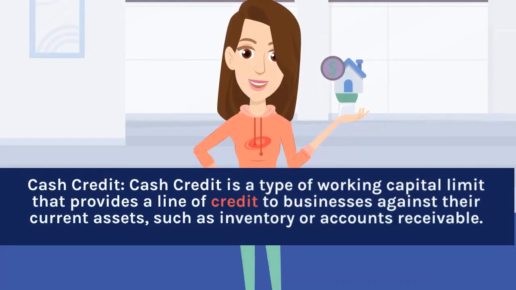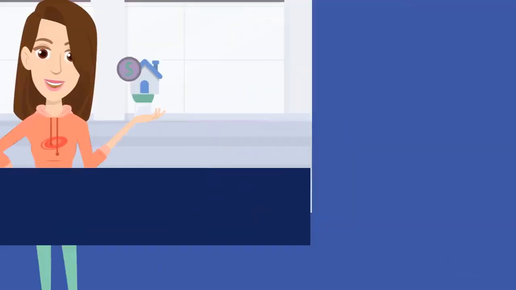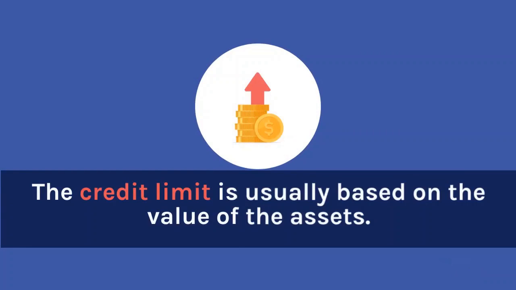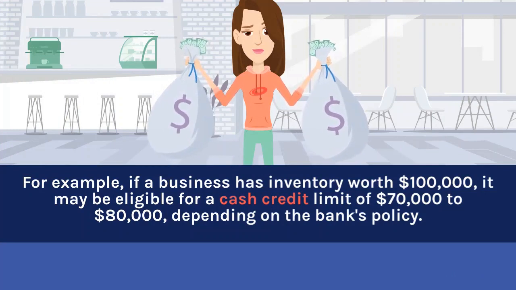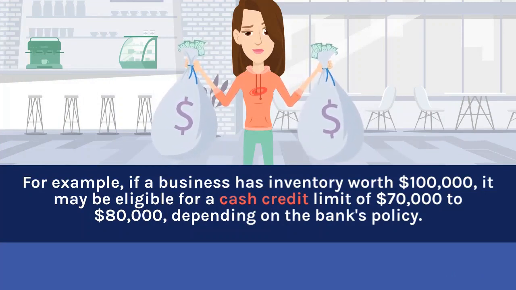Cash credit. Cash credit is a type of working capital limit that provides a line of credit to businesses against their current assets, such as inventory or accounts receivable. The credit limit is usually based on the value of the assets. For example, if a business has inventory worth $100,000, it may be eligible for a cash credit limit of $70,000 to $80,000, depending on the bank's policy.